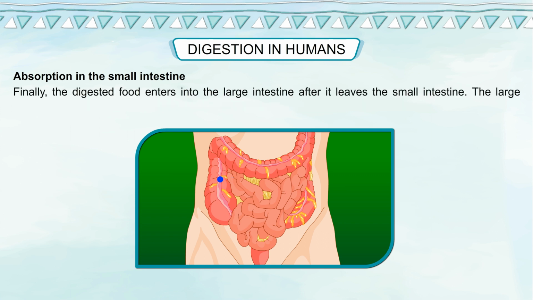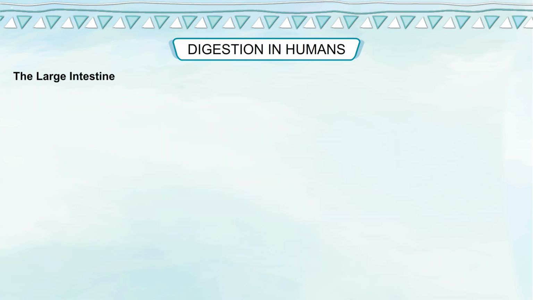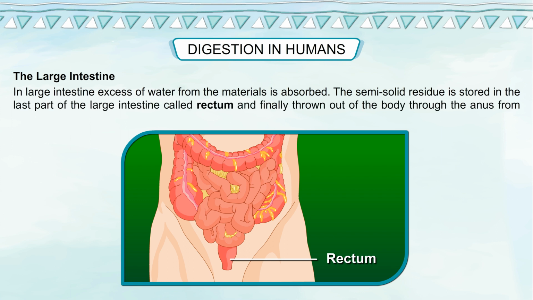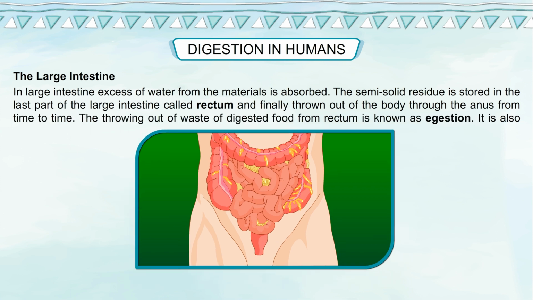Finally, the digested food enters into the large intestine after it leaves the small intestine. The large intestine is wider and shorter than the small intestine. It is about 1.5 meters long. In the large intestine, excess water from the materials is absorbed. The semi-solid residues are stored in the last part of the large intestine called the rectum and finally thrown out of the body through the anus from time to time. The throwing out of waste of digested food from the rectum is known as egestion. It is also known as defecation.